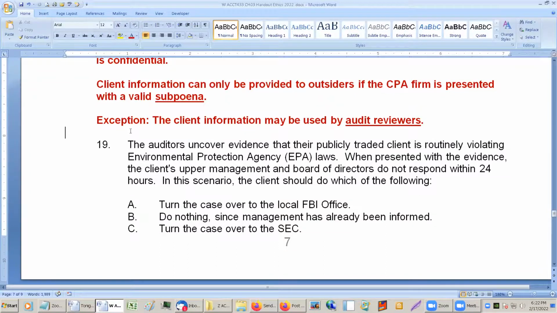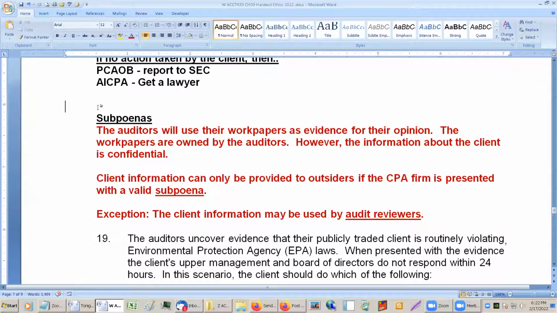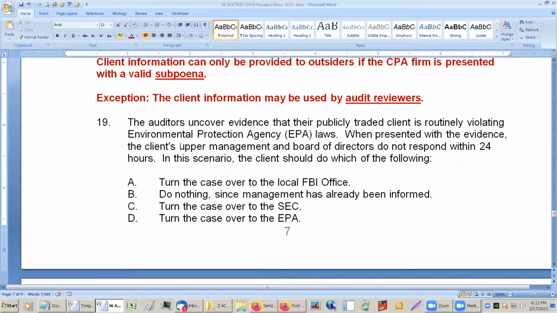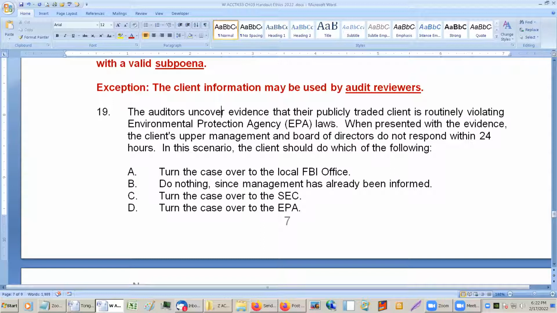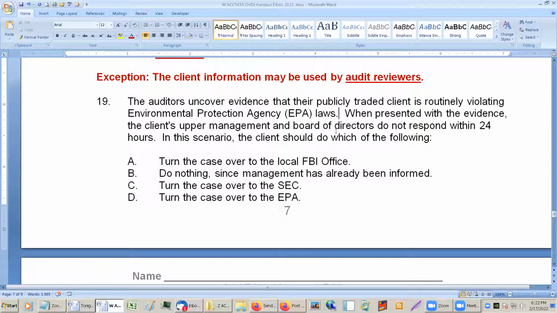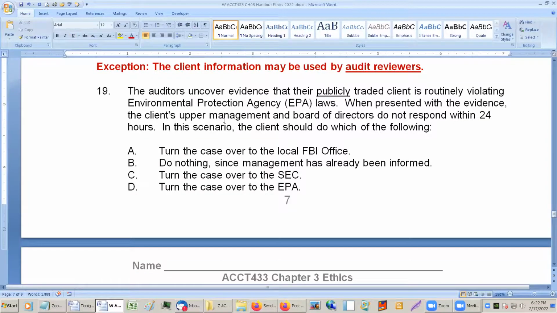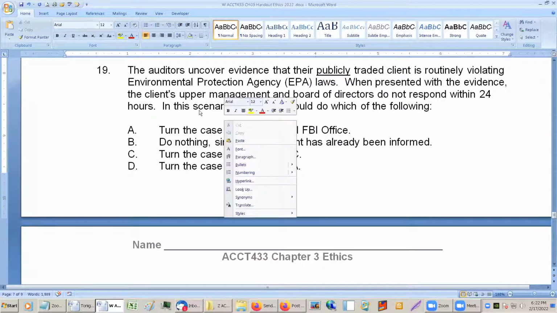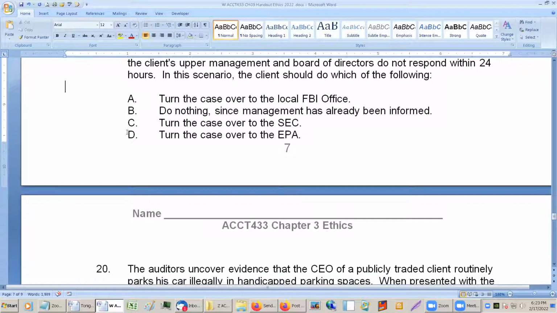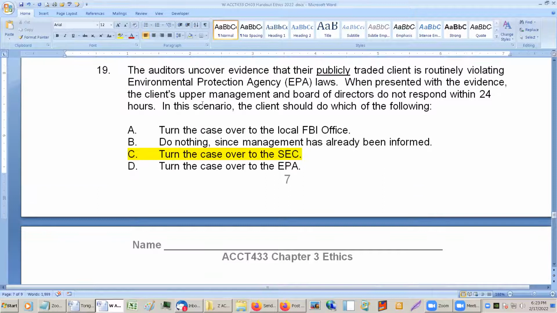Okay, I think these are the same questions we used before. Auditors uncover evidence that the publicly traded client routinely violates Environmental Protection Agency laws, and presented with this evidence, the board did not respond. Okay, it's publicly traded, and so this falls into the 24-hour rule. But we did this before. Turn it over to the SEC.